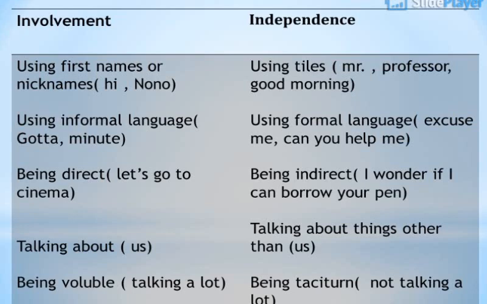Independence: using titles, Mr., Professor, good morning. Using formal language, excuse me, can you help me? Being indirect, I wonder if I can borrow your pen. Talking about things other than us. Being tacit or not talking a lot. Involvement: using first names or nicknames, hi. Using informal language, gotta, minute. Being direct, let's go to the cinema. Talking about us. Being voluble, talking a lot.